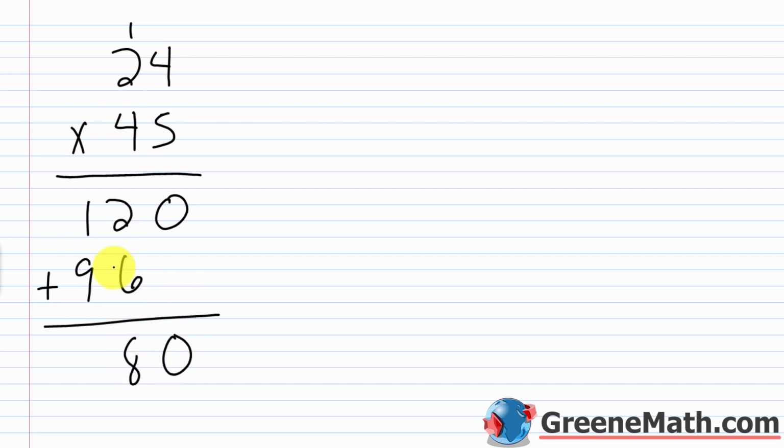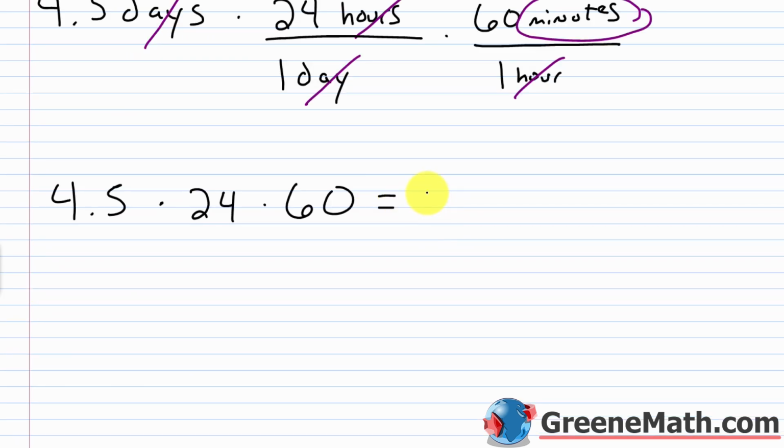2 plus 6 is 8. 1 plus 9 is 10. So that's 1,080. Let me go back up here real quick. 1,080. So I'll put 1,080. And I have one decimal place between these two factors that I did. So that means I'm going to move the decimal point one place to the left. So basically that's going to give me the number 108.